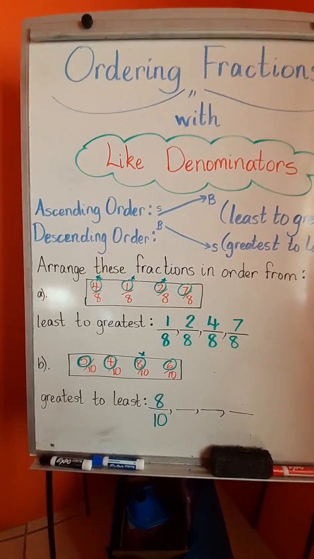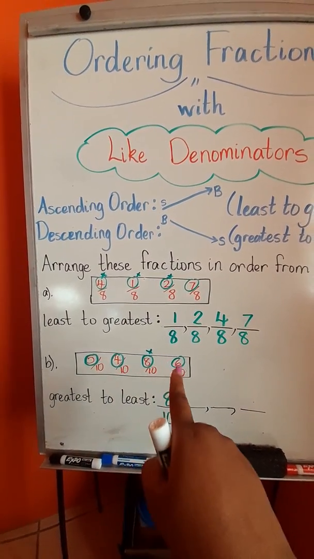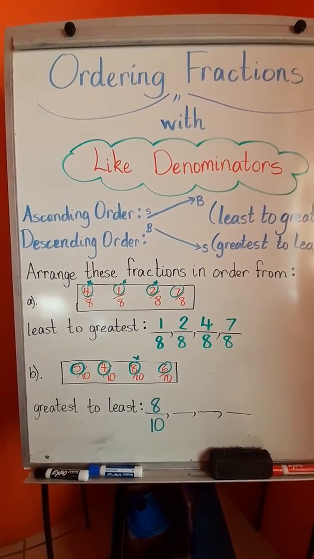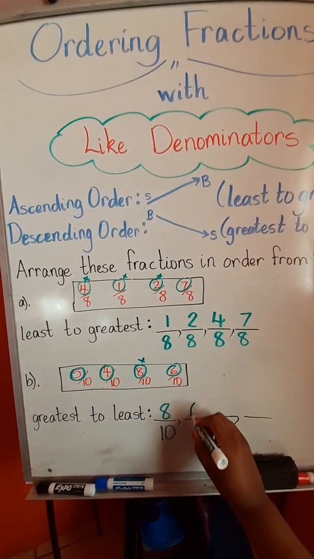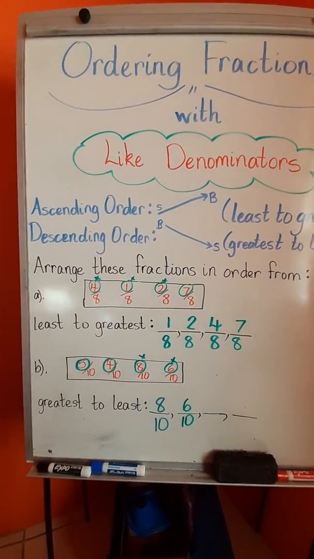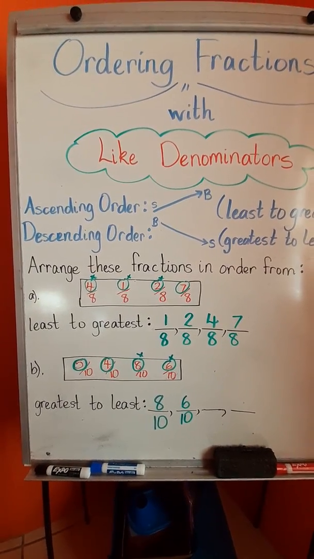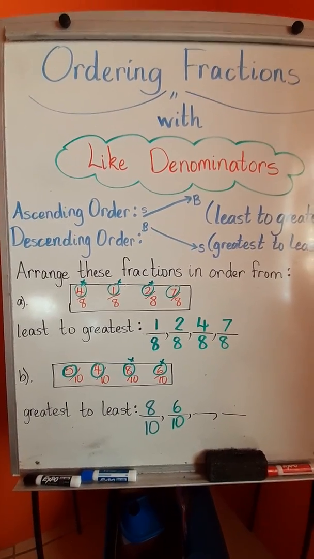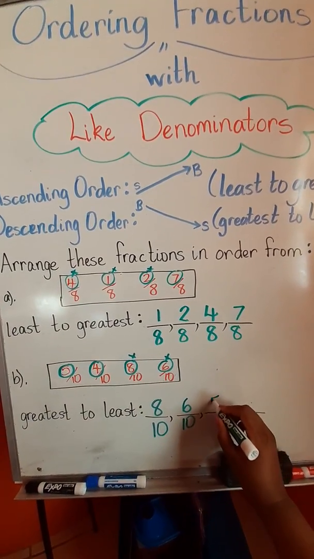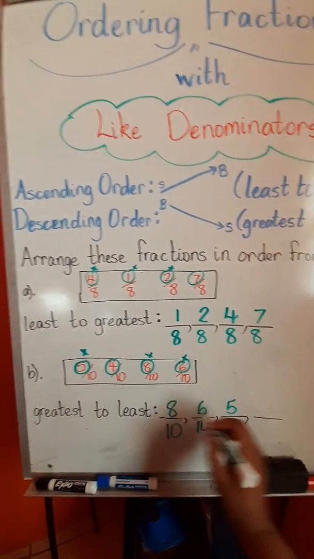What's the biggest fraction now? 5 over 10, 4 over 10, or 6 over 10? You are correct, 6 over 10. What's the biggest fraction now? 5 over 10 or 4 over 10? You are once again correct, 5 over 10, which means our smallest amount is 4 over 10.